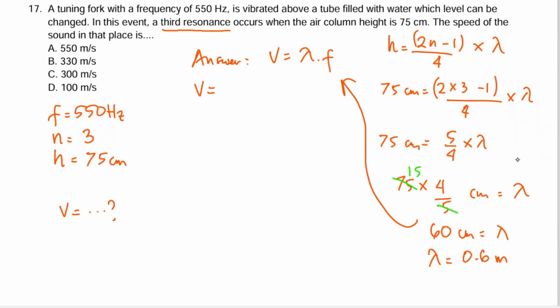I hope you still remember that changing from centimeter to meter means dividing by 100. So the lambda is 0.6 meter times f, which is 550. If you don't like this calculation, you can just make it 6 times 55. So it's going to be 330 meter per second. So the answer is B. That's question number 17.